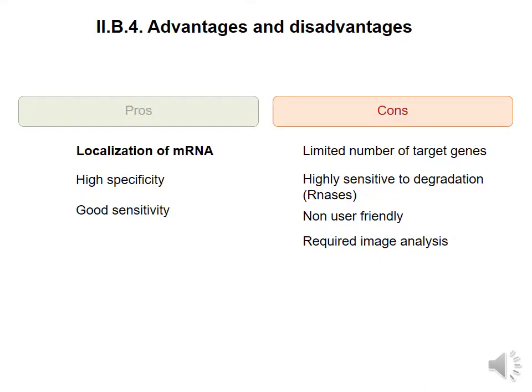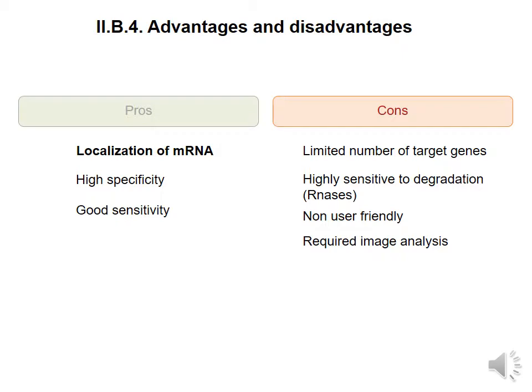Now, talking about the advantages and disadvantages of using RNA in situ hybridization. Well, some of the cons of this technique is that you're limited by the number of target genes you can analyze simultaneously. In the case of radio-labeled probes, you will be analyzing just one gene at a time. In the case of fluorescent probes, you can use four or 5 different genes at a time, but certainly no more than that. So you're really limited by the number of genes that you can measure.